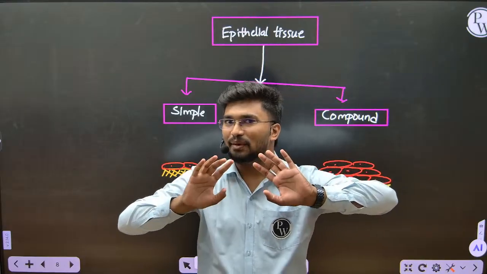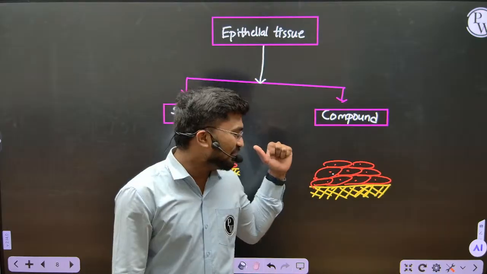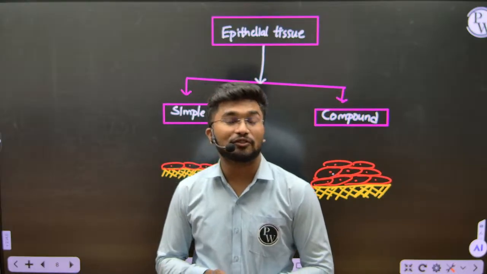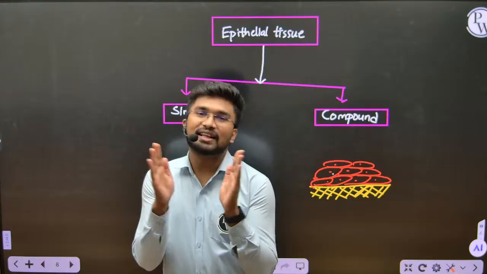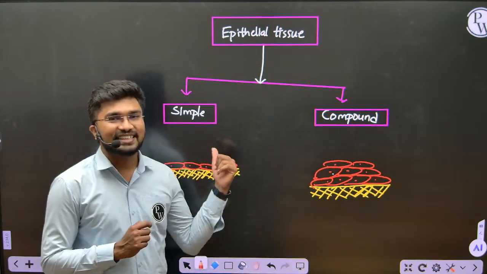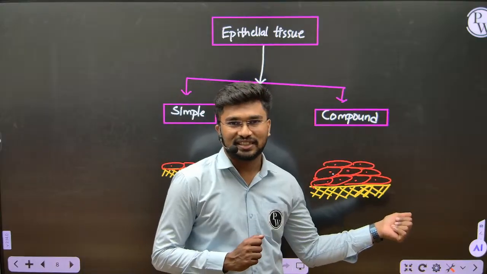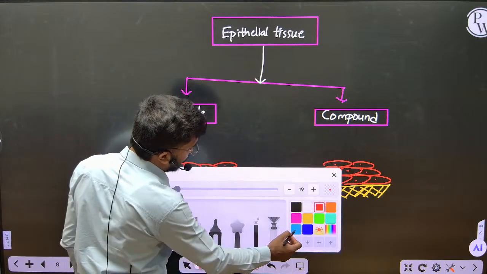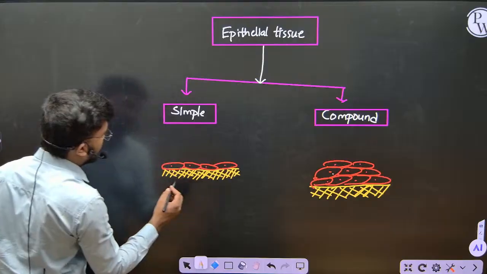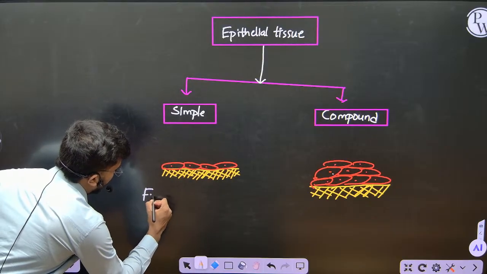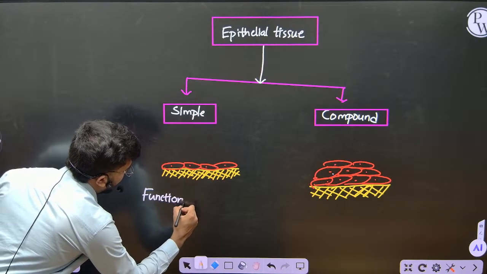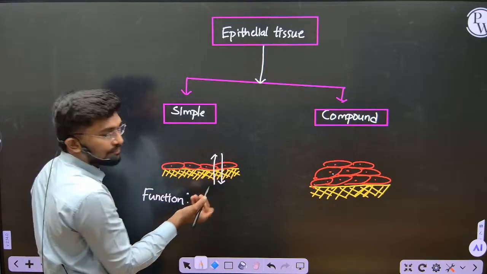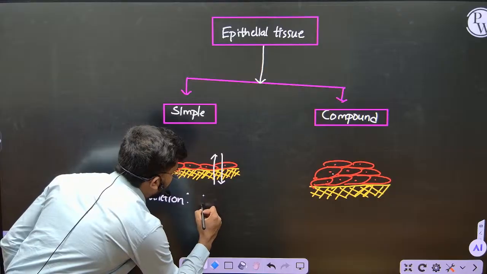Okay. Now you can tell me the function of simple epithelium and the function of compound epithelium. If you recollect, when I was introducing the topic, I mentioned the function of epithelial tissue. Now you can break down those functions based on the structure. You have seen here, a single layer of cells. Here, multiple layers of cells. Based on this, you can easily say the difference. Tell me the function of simple epithelium. As it has a single layer of cells, diffusion of materials is very easy. So it helps in diffusion.